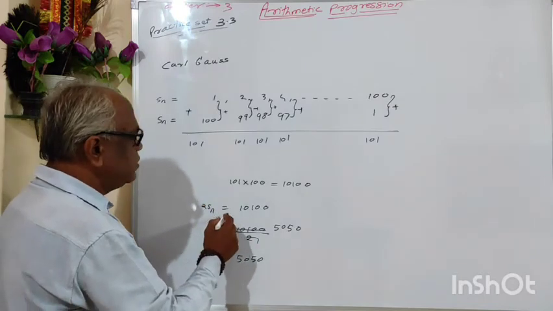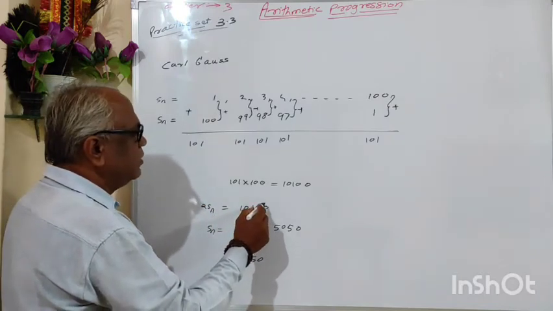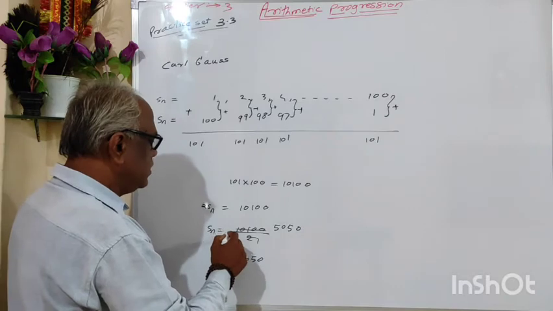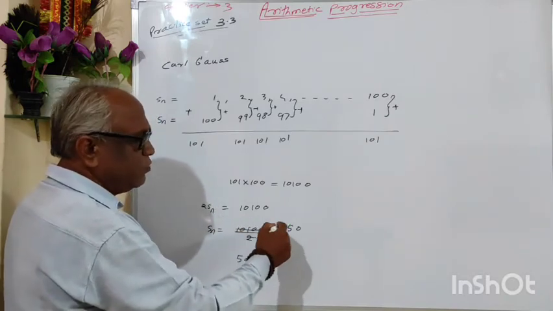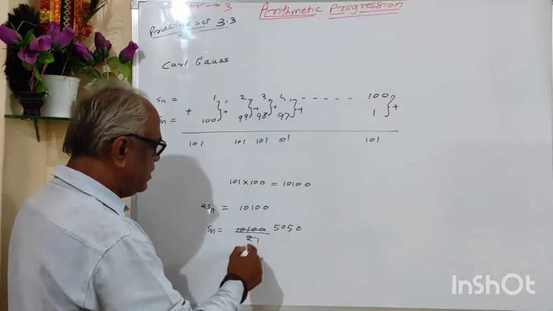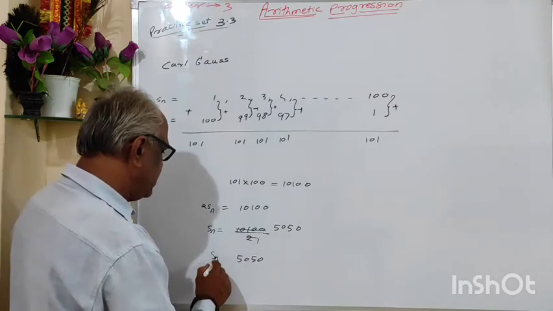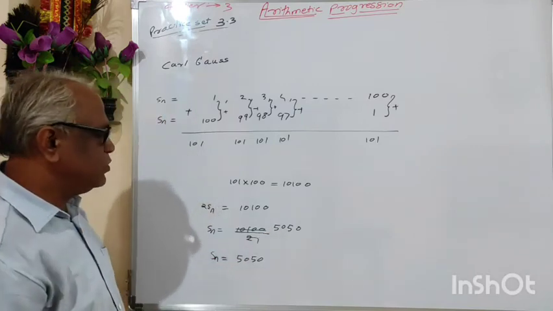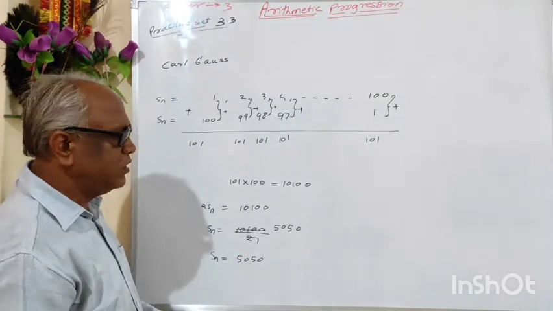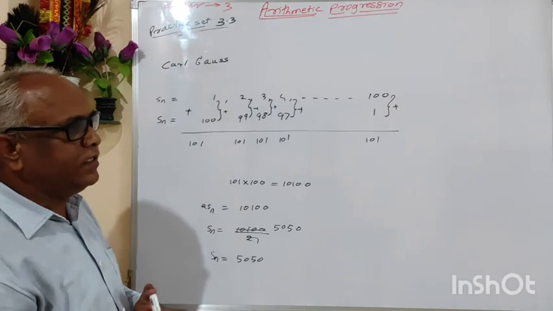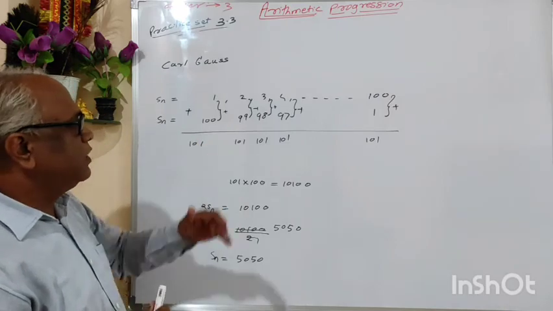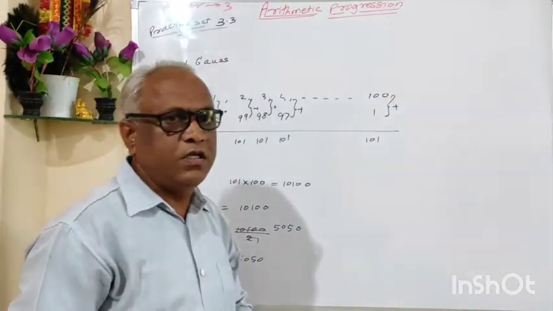So Sn is equal to 10,100 divided by 2. So we have done the division. After dividing, we will get Sn is equal to 5050, that is 5050. So here we have seen how to sum the given sequence.